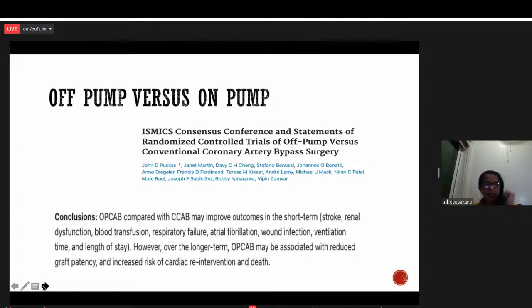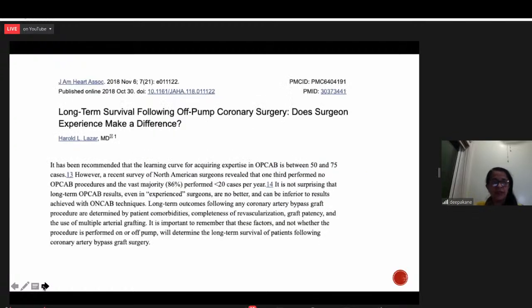Well, another conclusion says that off-pump compared with conventional CABG may improve outcomes in relation to stroke, renal dysfunction, blood transfusion, respiratory failure, atrial fibrillation, wound infection, ventilation time, and length of stay. However, this is the short-term outcome. What about the long-term? Off-pump may be associated with reduced graft patency and increased risk of cardiac interventions and even death.